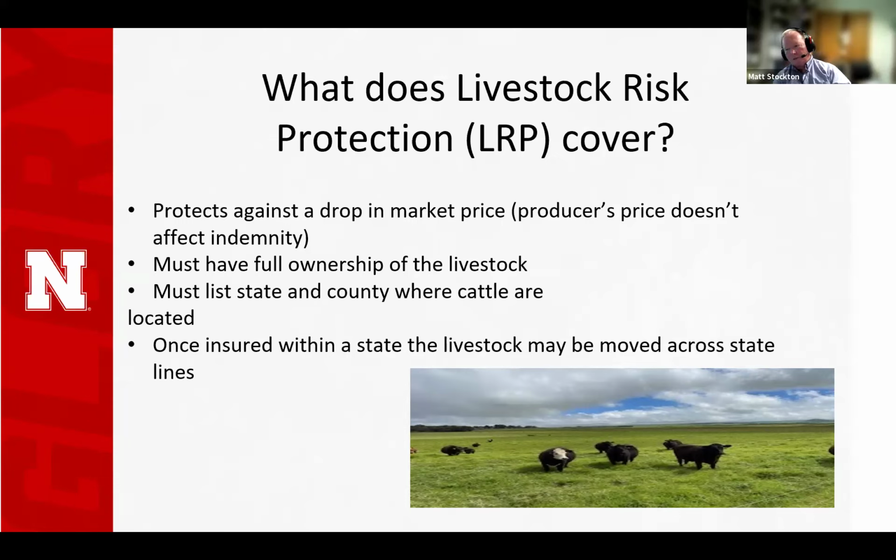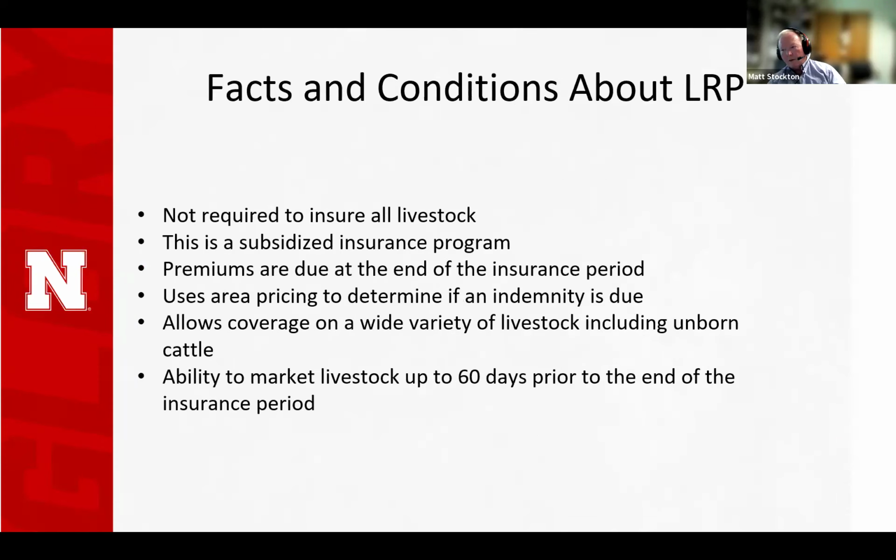You must have full ownership of the livestock. That means if you don't own them, you can't really insure them. You must list state and county where the cattle are located. Once insured within a state, the livestock may be moved across state lines. So you have some flexibility there. Those are things that are conditions of the LRP generally. You need to know in detail what they are. These are just some of them. So sometimes you think, well, I'm covered, and maybe you're not covered quite the way you think you are.